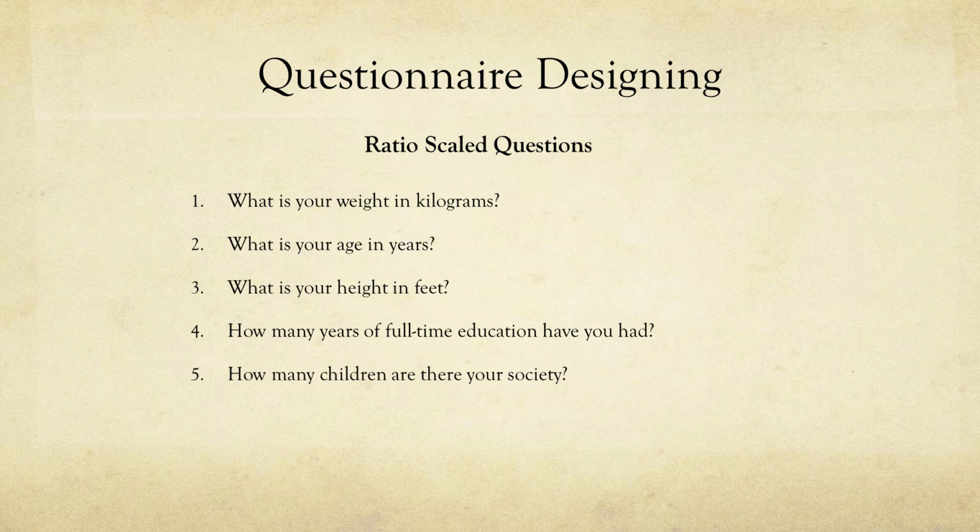All right, let's move on to the last scale that is given, that is called the ratio scale. Now, in ratio scale, the examples of certain questions are: what is your weight in kilograms, what is your age, what is your height, how many years have you done your full-time education, how many children live in your society. So, these are the form of ratio scales in which you can actually measure them on a scale.